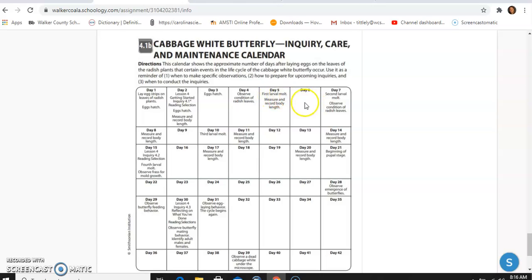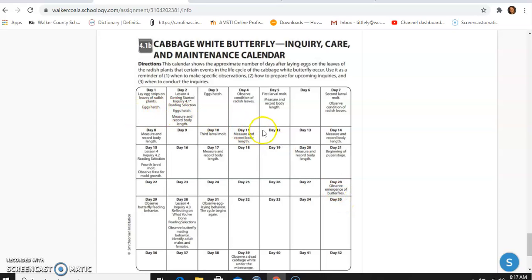And then they go through their first larval molt, which means they're in the first instar. Second larval molt is when they're in the second instar. Third larval molt is when they're in the third instar. And then they just keep growing. Fourth larval molt is here on day 15. Then they start to form a chrysalis sometime around day 21. And then by day 28, they emerge as butterflies.